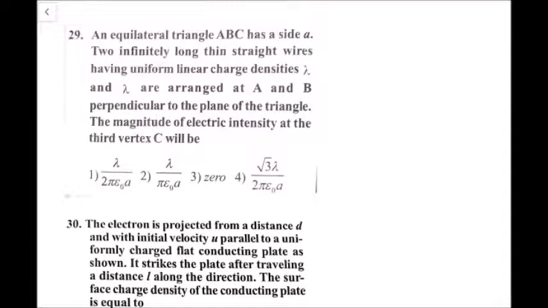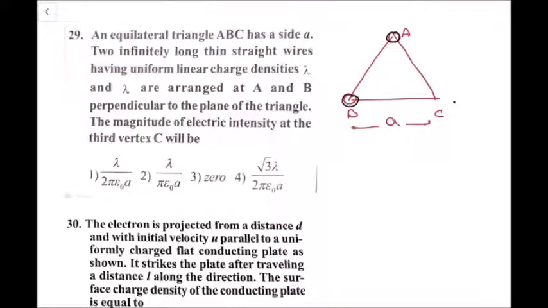For question number 29, an equilateral triangle ABC has a side a. For example, this is equilateral triangle ABC of side a. Two infinitely long thin straight wires having uniform linear charge densities lambda and lambda are arranged at A and B. For example, arranged here at A and B, perpendicular to the plane of the triangle. Now the magnitude of electric field at the third vertex.